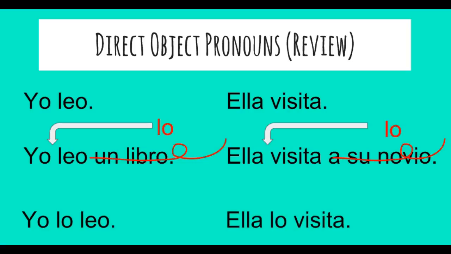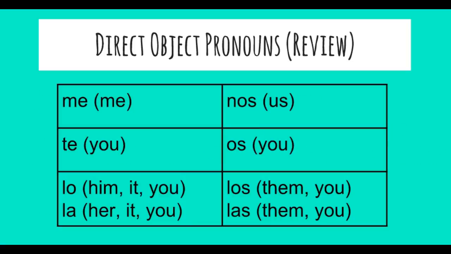She visits him. Here are the other direct object pronouns that we use in Spanish. So if I want to say something is happening to me, I use me. If it's happening to us, I use nos. If it's happening to you and you happen to be one person that I know on a familiar or friendly basis, then I would use te. If it's happening to you and you happen to be a group of people and you're in Spain, so this is like the y'all of Spanish, then I would use os.